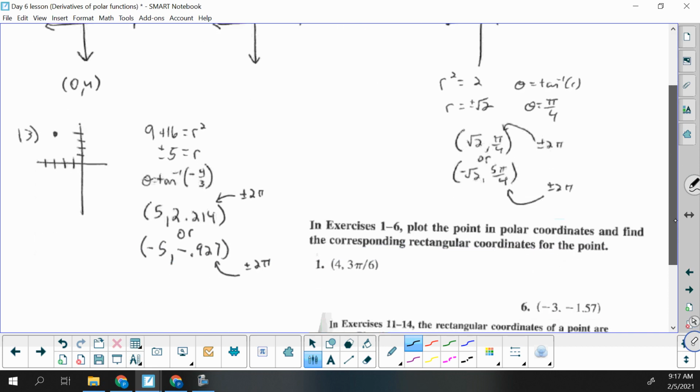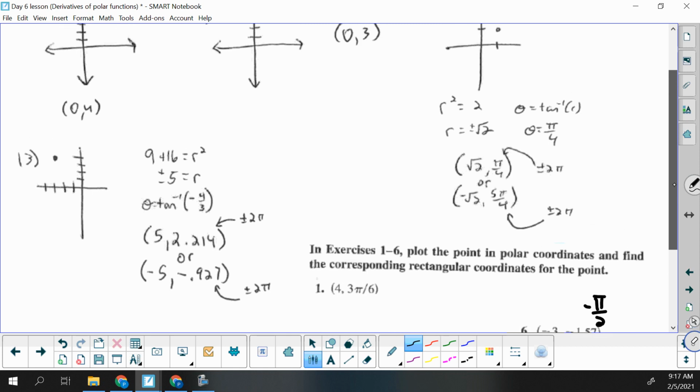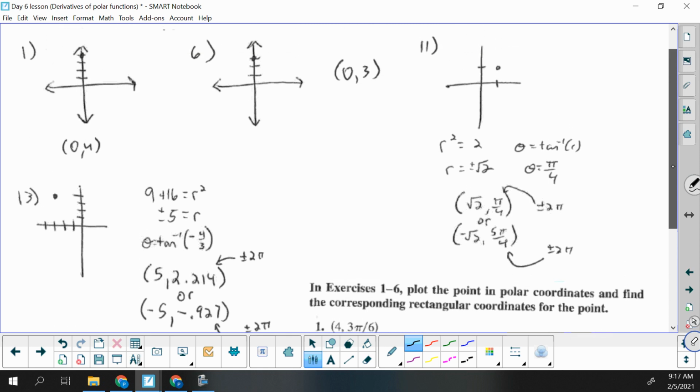For number 6, we have negative 3 and minus 1.57. Well, 1.57 is essentially pi over 2. So if we go backwards 90 and 3 away from the pole, but in the opposite ray, that actually puts us at 0, comma 3.